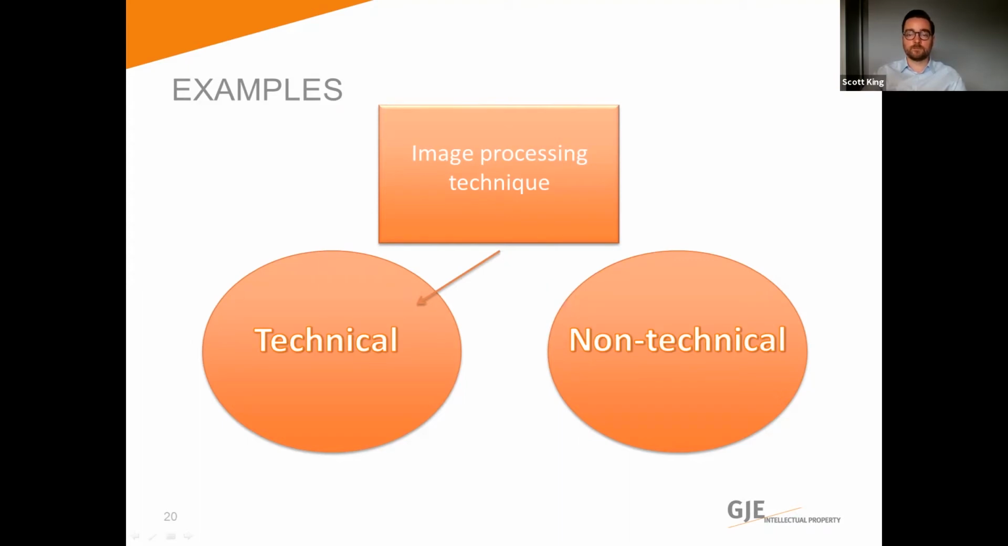However, a different type of image processing, such as Snapchat filters, is unlikely to be technical, as it's just an aesthetic thing that's been added to the image, and the image is only different in that it has an aesthetic addition to it.